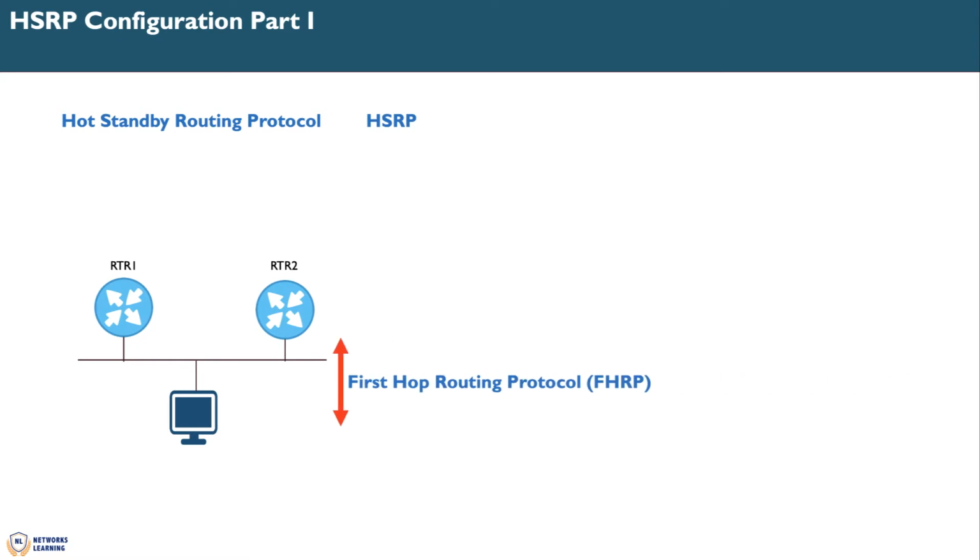HSRP is a first hop routing protocol. So it runs between a host and a first set of gateway routers. HSRP is Cisco proprietary, which means you can only use it on Cisco IOS devices. If you want to configure something similar on non-Cisco devices, you will have to use VRRP, Virtual Router Redundancy Protocol, which is the IETF standard. So HSRP is Cisco proprietary, VRRP is a standard IETF.